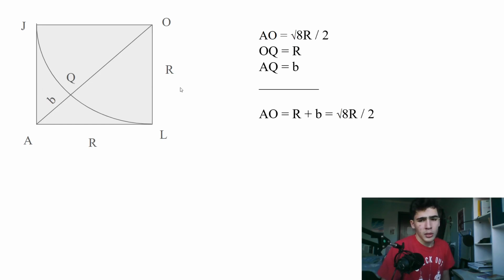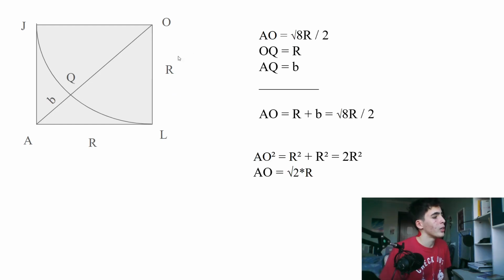We could just simply use the Pythagorean theorem again to find AO. AO squared would have been this side squared plus this side squared, which is r squared plus r squared. This would be 2r squared, and AO would simply be the square root of 2 times r. We could have also found this using the division of square roots, but I already used that in the last video, so this is the easier version.